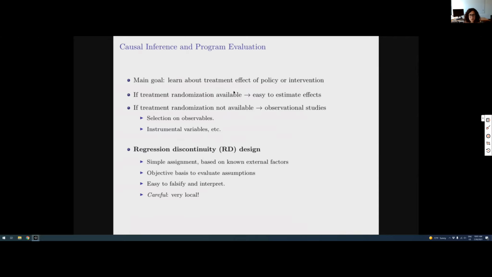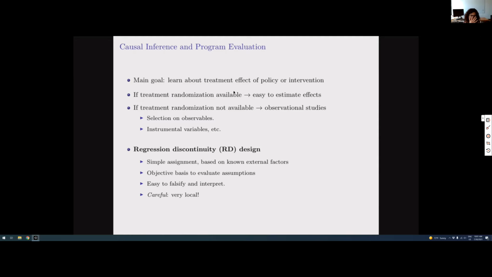We are going to continue the causal inference and program evaluation framework. We're going to be thinking about a framework where our goal is to learn about a treatment effect, basically the effect of a treatment or a policy or an intervention. As we know, if the treatment is randomly assigned, then it's going to be relatively easy to estimate effects, although there can be complications, but at least it is straightforward how to proceed.